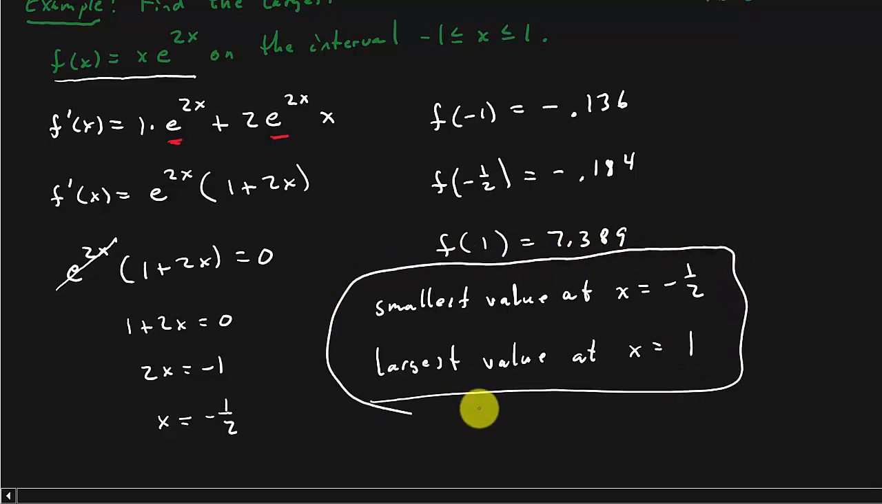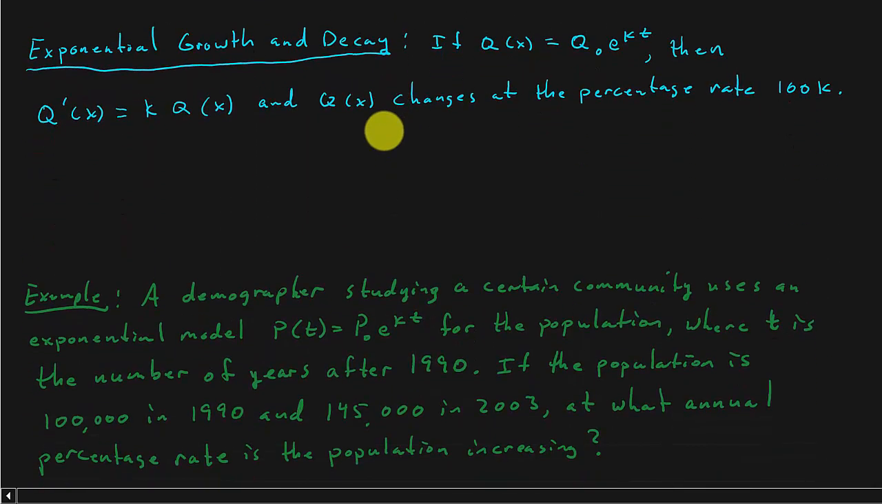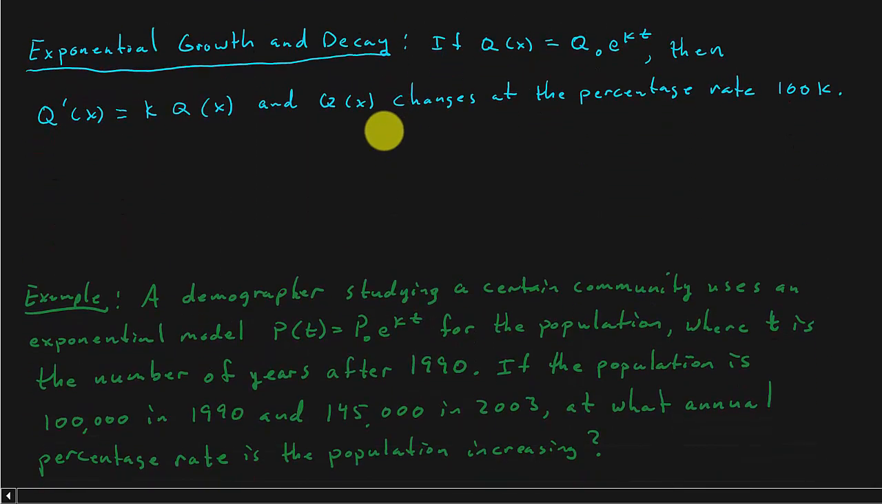All right, moving right along. So here we've got exponential growth and decay. This is a little bit different here. So let's take a look at this. It says if q of x is equal to q naught e to the kt, then q prime of x equals k times q of x, and q of x changes at the percentage rate 100 times k.